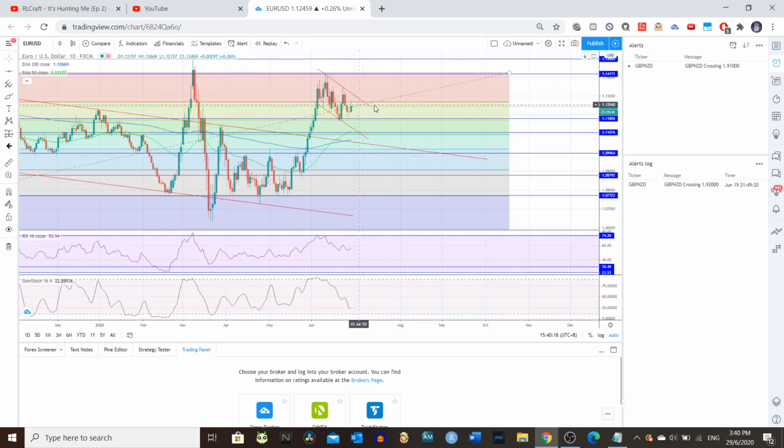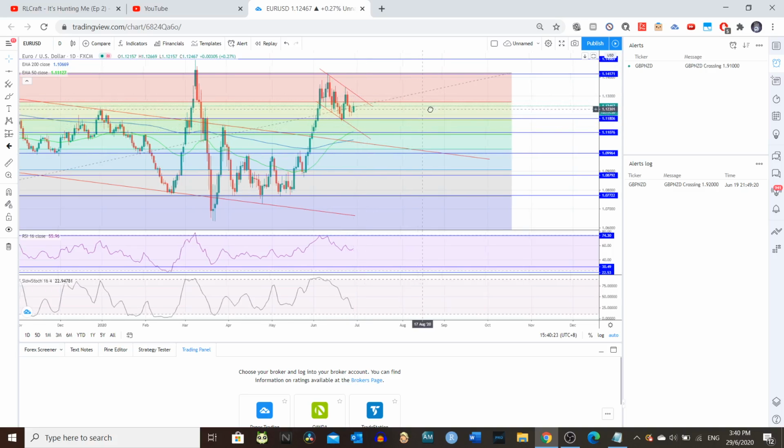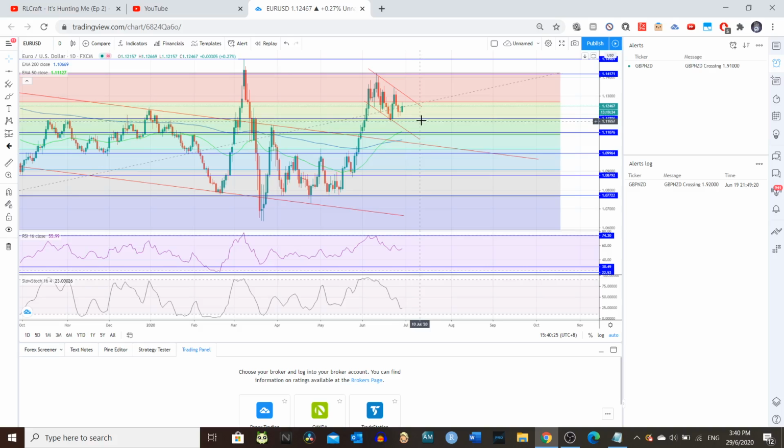So the possibility of a breakout is quite significant, which is why I'm suggesting this trade, and I'm going to enter at 1.11.